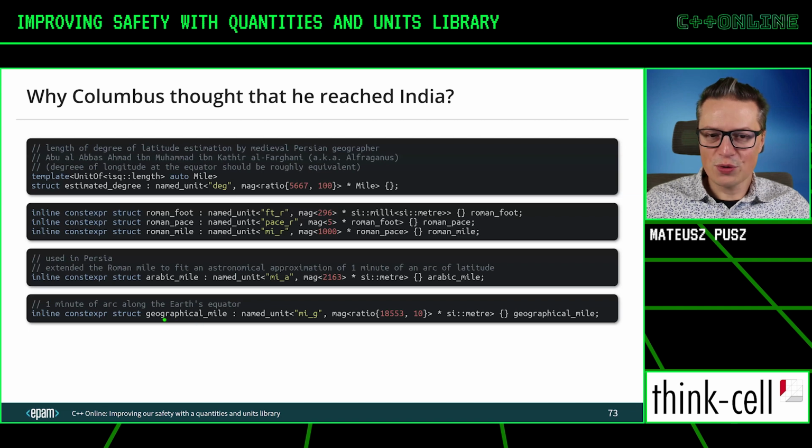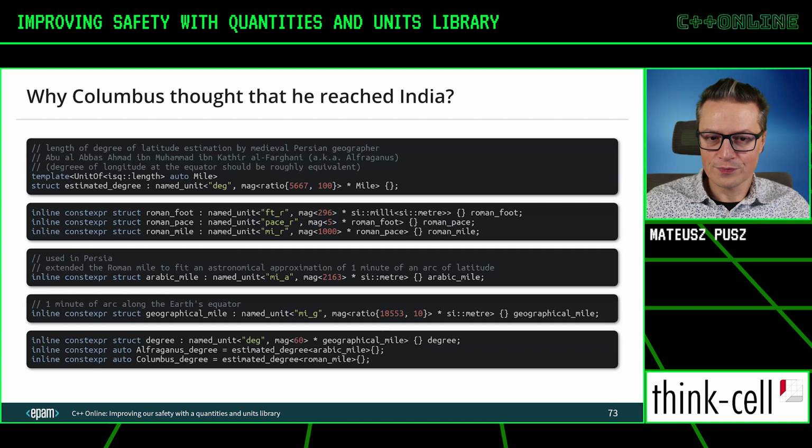And also we'll compare it to the geographical mile, so the actual mile that we know today, which is the mile of the equator's 1 minute of arc, which is exactly this value of meters. So we have here the degree, being the unit of 60 geographical miles. We have the Alfraganus degree, so the estimated degree specified with the Arabic mile, and the Columbus degree, the estimated degree with the Roman mile.